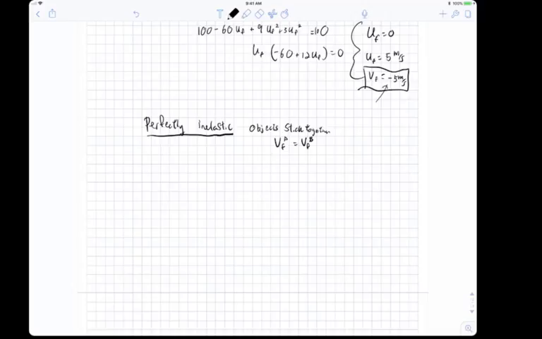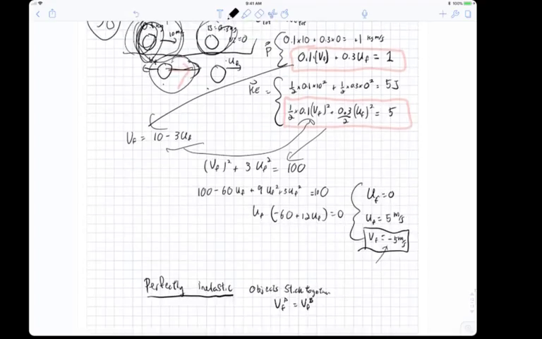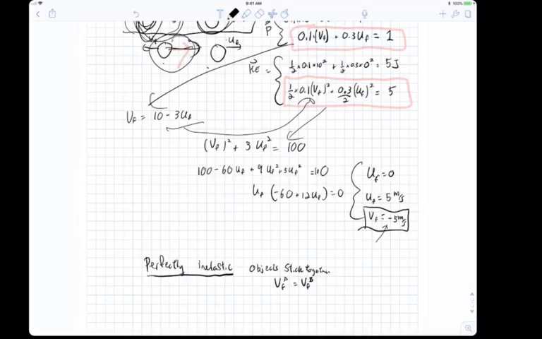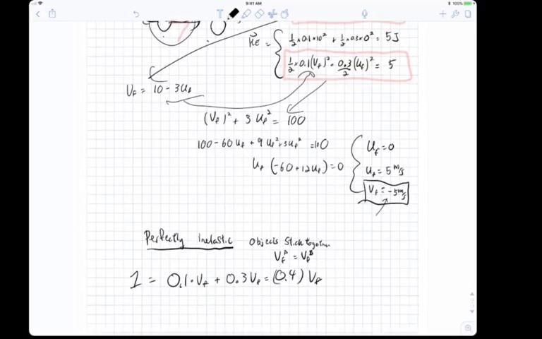Alright, what if they're perfectly inelastic? Then the momentum before is going to be related to the momentum after. I've already calculated the momentum before. The momentum after is VF. And if they stick together, they're going to have the same velocity. So the whole system is going to have 0.4 kilogram mass times VF. So in those cases, VF is 1 divided by 0.4.